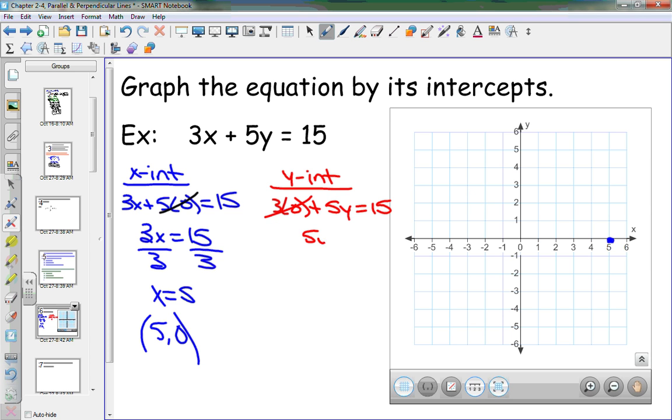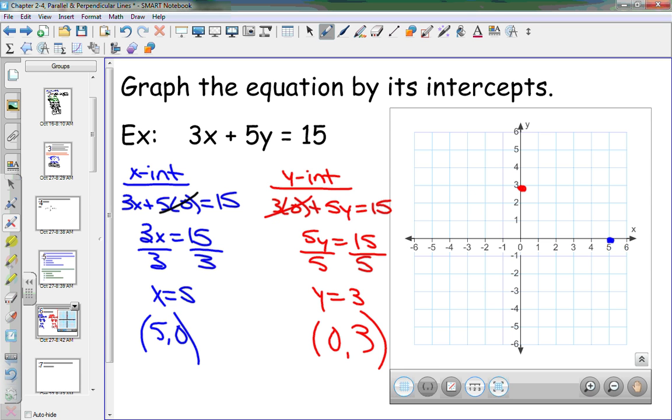It's gone, and I'm left with 5y is equal to 15. And now what do I need to do? Divide by 5. And I'm going to get y is equal to 3, to give me a y-intercept being what? (0, 3). And how do I graph that? I go over to the left or right 0 units, and I go up 3.